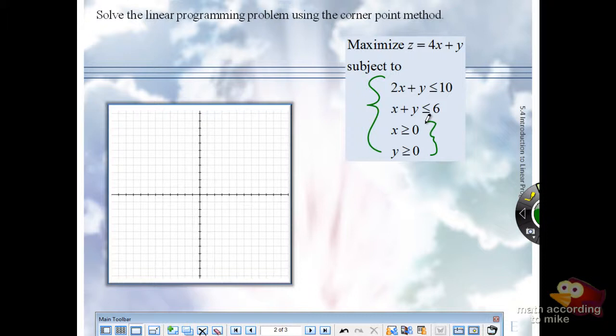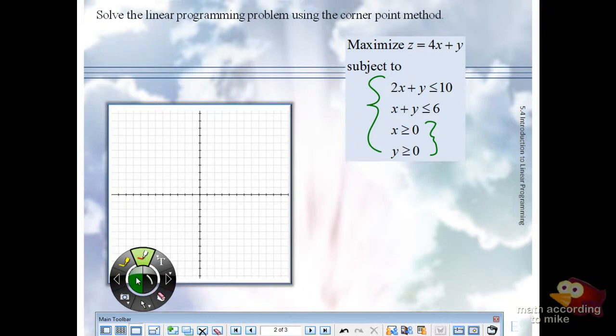quadrant 1. Good. So the first inequality, 2x plus y equals 10, has an x-intercept at, good, and a y-intercept at, solid. If your original inequality has an equal to, you're going to draw a solid line. If it has a strict inequality, so no equal to, you draw a dotted line. And what that is saying is no points on the line are solutions.